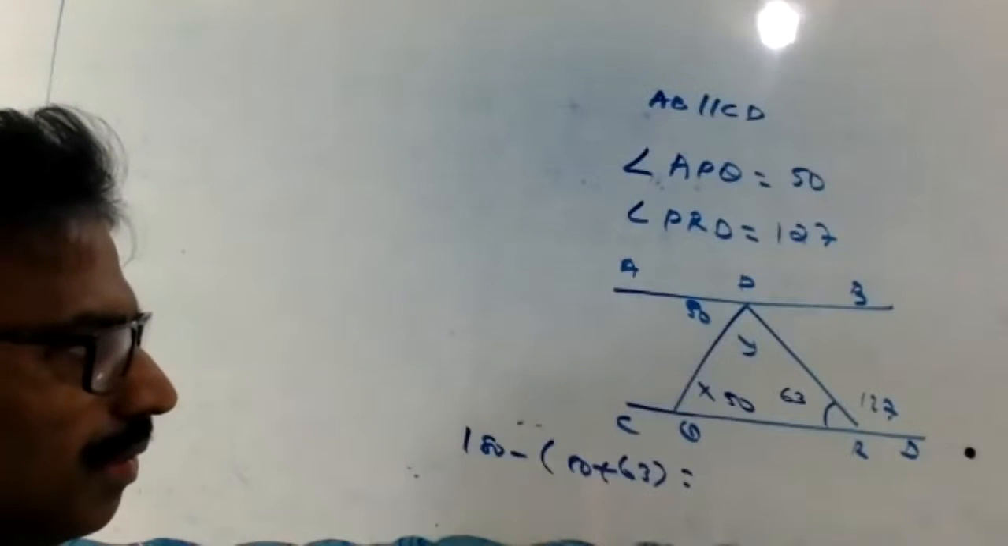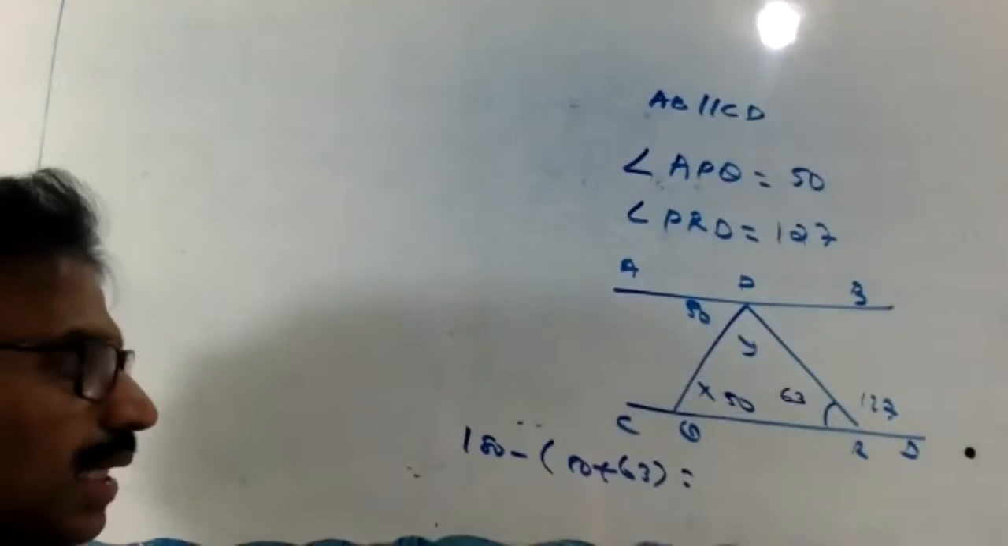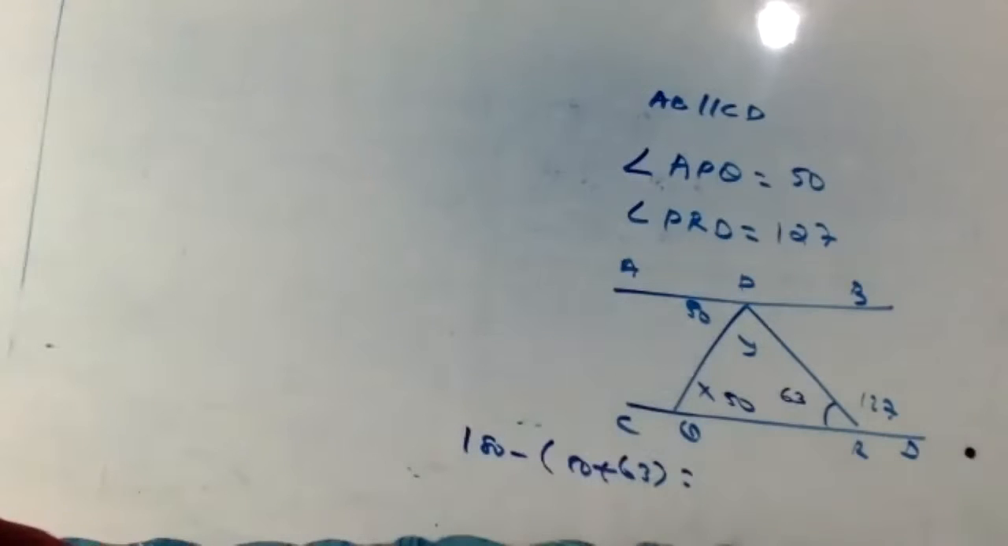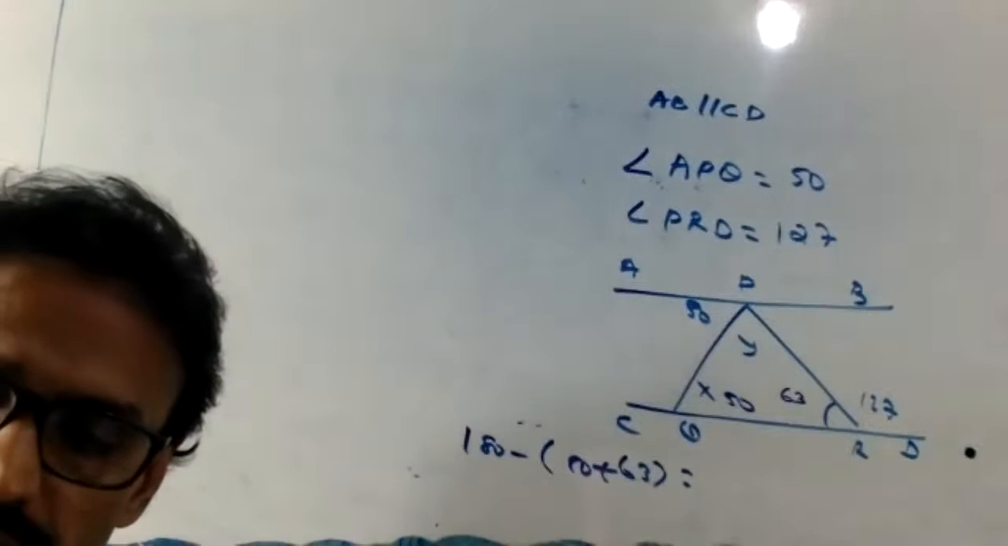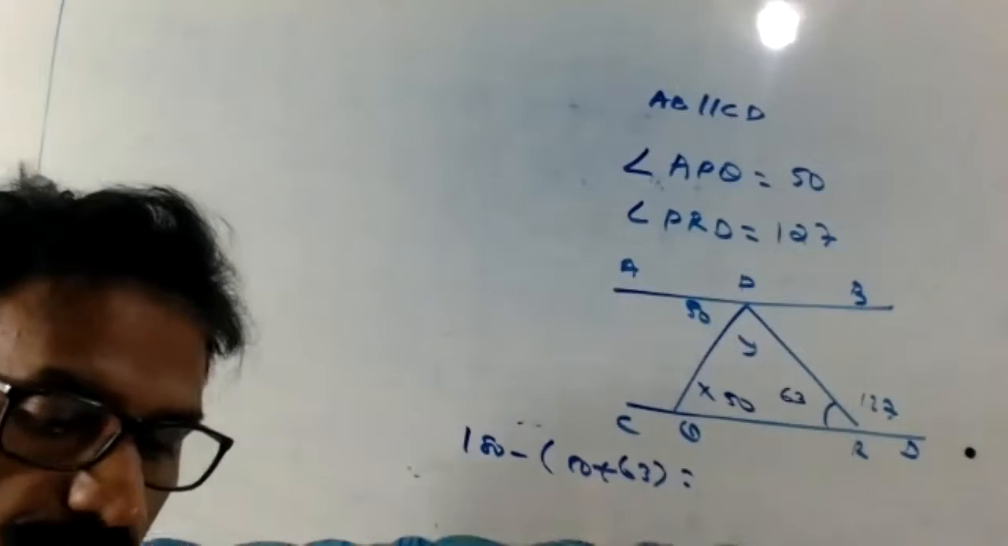Okay. What is that one? How much? 70. No, total how much? y is 77. x is 50, y is 77. 77, not 67.